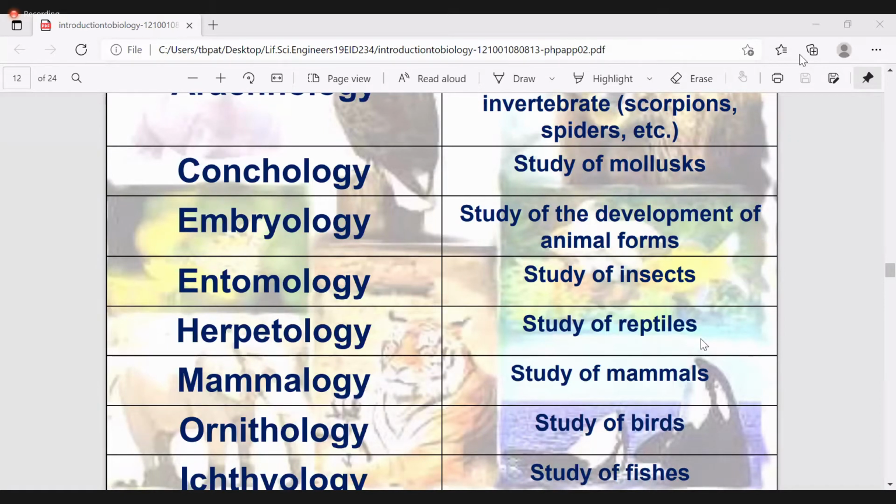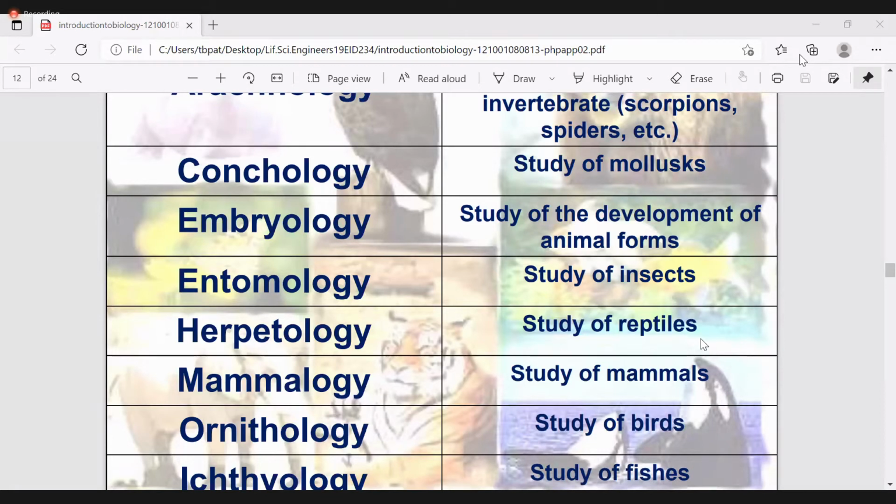These are all our classifications. Some short answer questions may appear. Study of the mammals is mammalogy. Mammals, you know about the mammals. What are mammals? Mammals give birth, and mammals supply milk to their babies. Those are called mammals. The human is a mammal. Goat is a mammal. Elephant is a mammal. Tiger is a mammal.